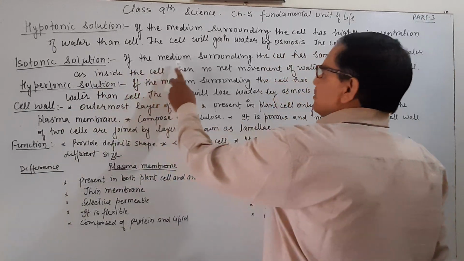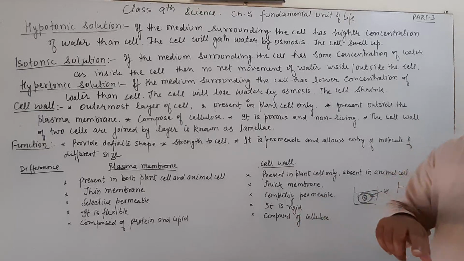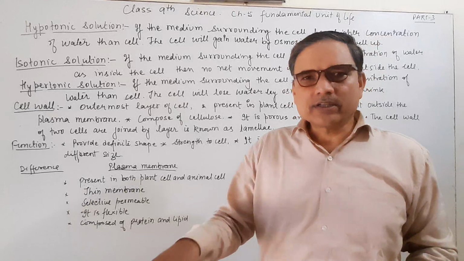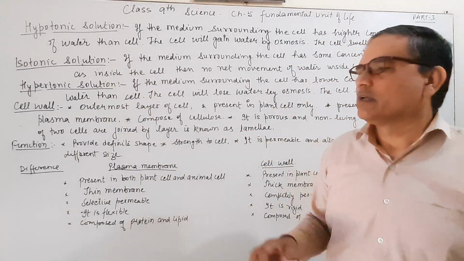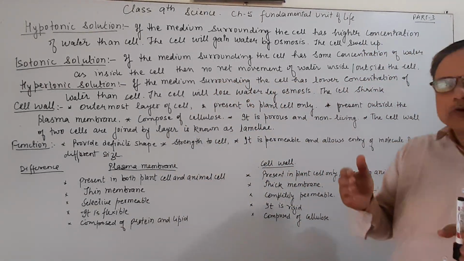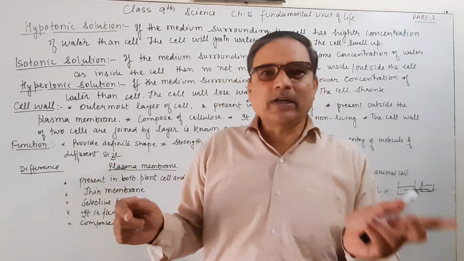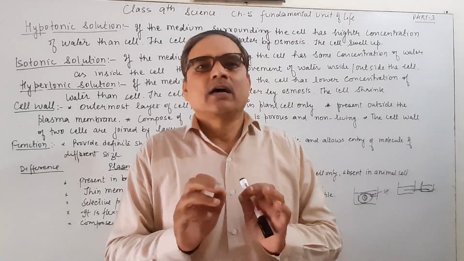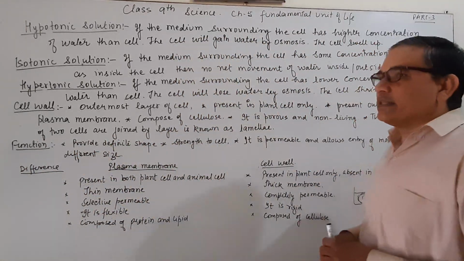Isotonic solution: if the medium surrounding the cell has the same concentration of water, meaning the water concentration surrounding the cell is the same as inside the cell, then there is no net movement of water into the cell. No net movement is possible, and how much? That will be the same. If the cell gains, automatically it will lose, but the total net movement will be the same, and this is known as an isotonic solution. Like the example I told you. And the third one, what is it?